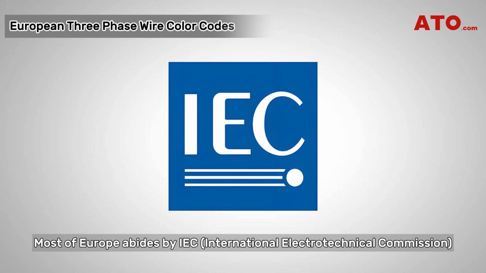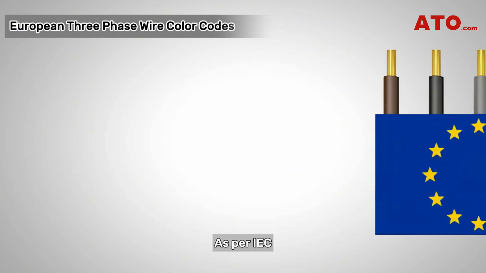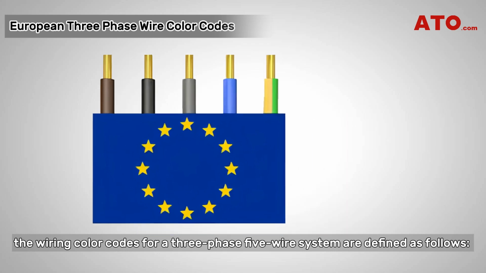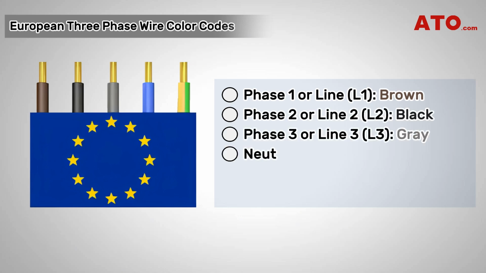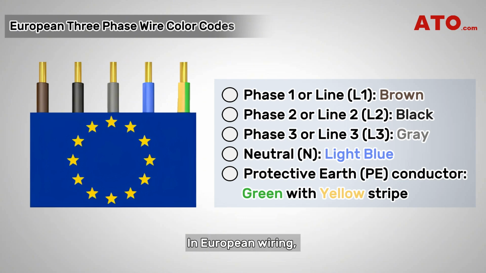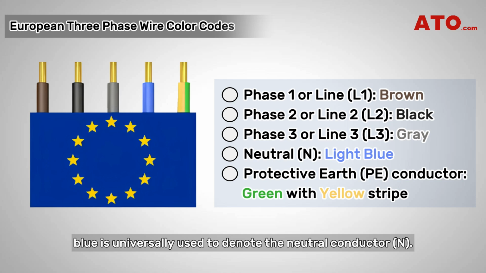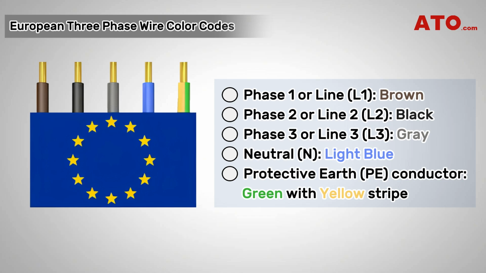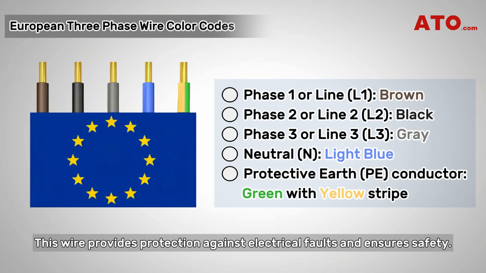Most of Europe abides by IEC, International Electrotechnical Commission, wiring color codes for AC branch circuits. As per IEC, the wiring color codes for a three-phase 5-wire system are defined as follows. Brown is used for the first phase, L1. The second phase, L2, is represented with black color, and gray is used for the third phase, L3, in some countries. In European wiring, blue is universally used to denote the neutral conductor. This wire completes the circuit and carries the return current. Throughout Europe, green with a yellow stripe is used for the protective conductor, commonly known as the earth or grounding wire. This wire provides protection against electrical faults and ensures safety.